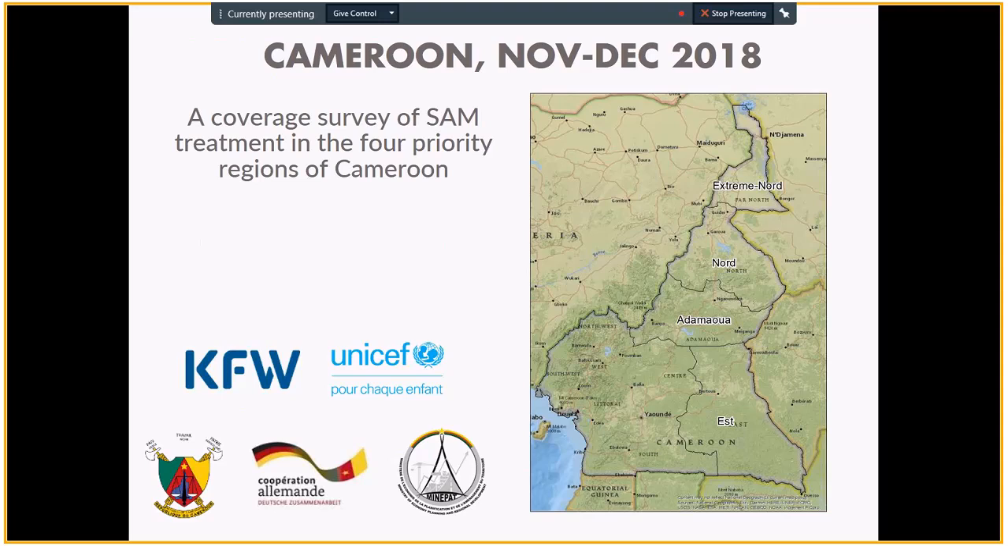It's a really simplistic explanation, but we had an agreement with them basically. And that was the donor, KfW, the German Development Bank, and it was done in partnership with the Cameroonian government and many other people that I won't go into now. But what they were asking for was support from me to do a coverage survey of SAM treatment across the 4 priority regions of Cameroon. They are extreme north, Adamawa and Est, on the right-hand side of Cameroon.